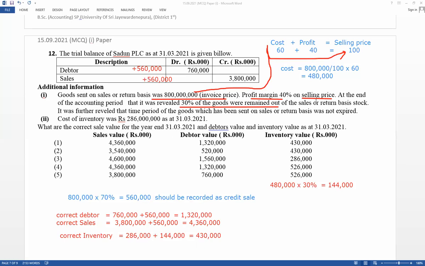Question number second one, third one I have discussed. If it has recorded, very important. Question number 3 and 12, very important. Now think what would be the answer? Correct sales value equals 4,360,000. Correct debtor value equals 1,320,000. As well as inventory value equals 430,000. Therefore, answer first one. Question number 12, answer 1.